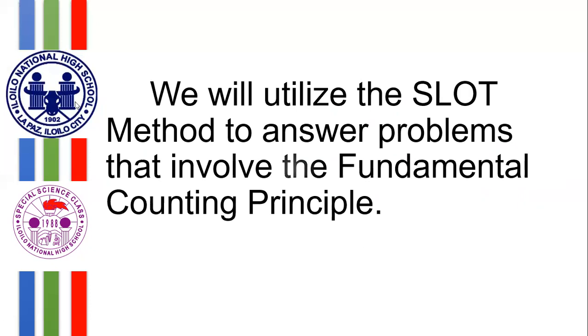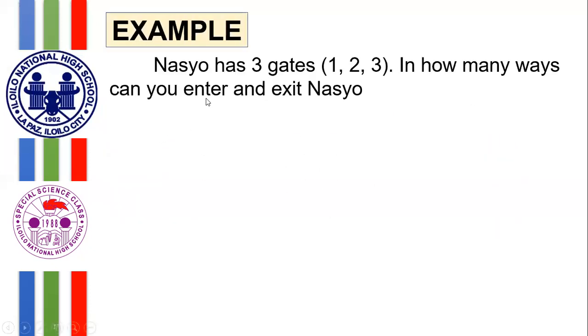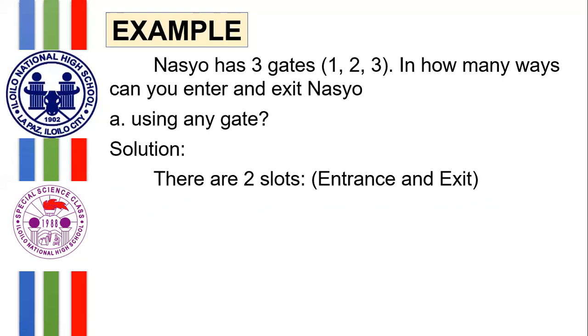Example. Nasyo has 3 gates: gate 1, gate 2, and gate 3. In how many ways can you enter and exit Nasyo using any gate? Meaning, you are free to enter and exit anywhere you like using these 3 gates. So here, there are actually 2 slots. The first slot is the entrance, and the second slot is the exit. Here are the 2 slots.